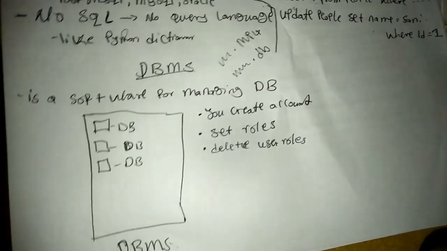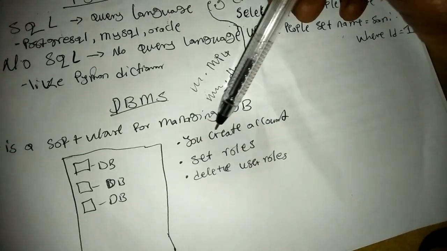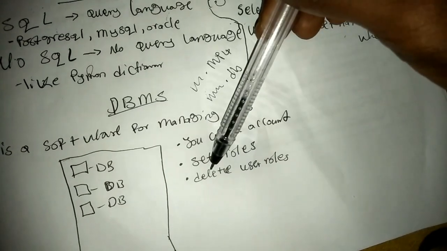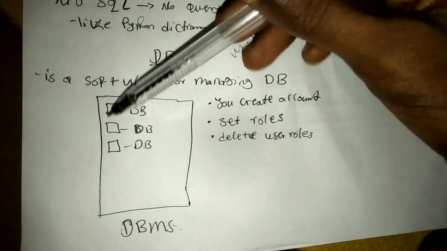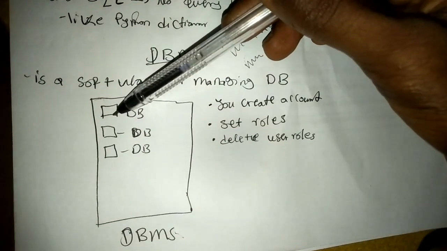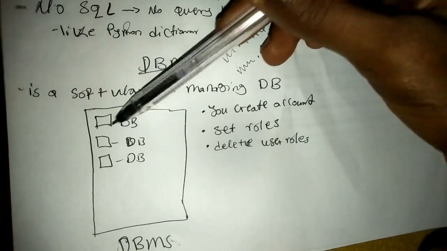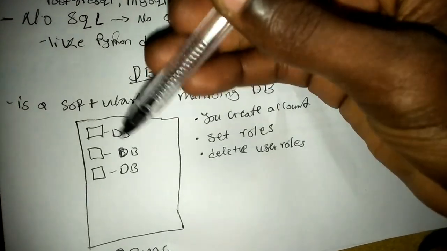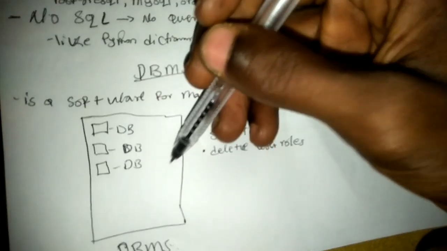So what can you do in a DBMS? Usually in a DBMS, you're going to create an account, you're going to set roles for that account, and you're going to create users and also delete users. For example, now I create this database, and this database I want to connect to my Django application. Only this database I want to connect with my Django application. To connect this database to my Django application, I have to create a user in the DBMS.